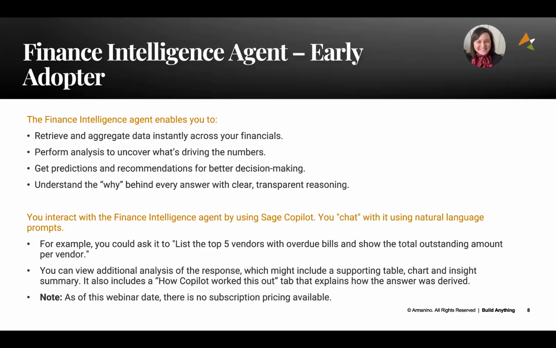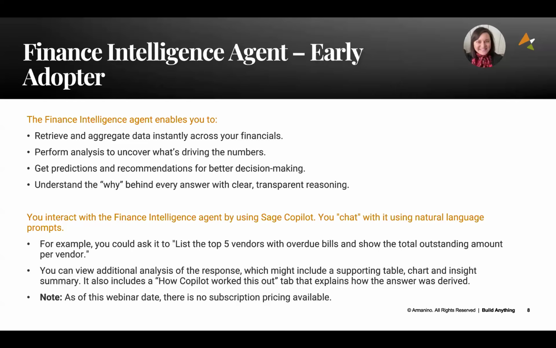So you're able to ask questions about your data. If you were to subscribe or join this early adopter program, you could ask a question such as, list the top 5 vendors with overdue bills and show the outstanding amount per vendor. So now Intacct is providing a framework for using AI to develop reporting or outputs that are specific to the questions that you are asking. I don't know if this is going to be rolled out as something that's going to be a paid subscription.